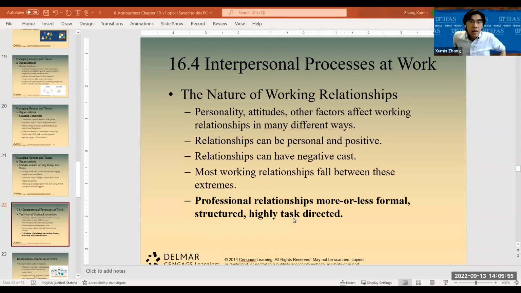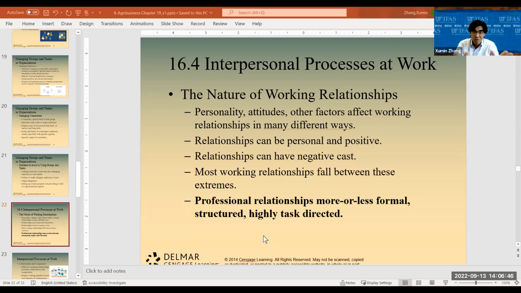Hey, hello, welcome back. When we talk about groups and teams, I think it is important to talk about the interpersonal process, the working relationship. This is from chapter 16. A team has different members, different people, different employees who come together and work together. So the relationship is very crucial for the team to become a performing team.